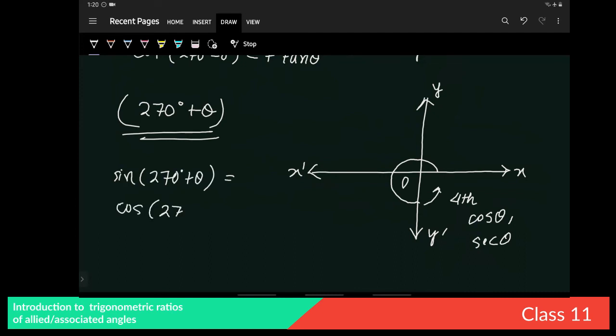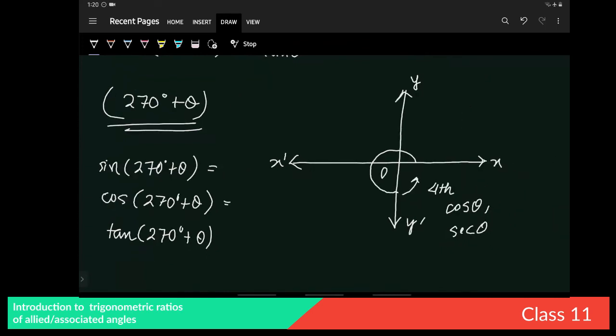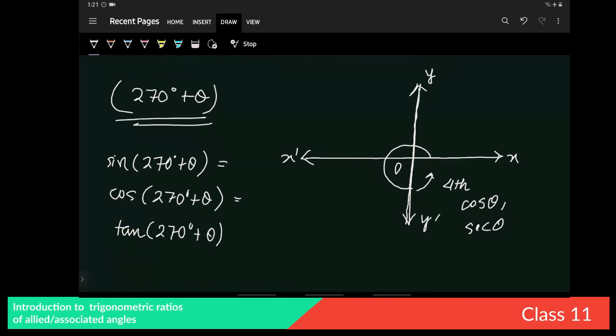cos of 270 degree plus theta, and tan of 270 degree plus theta. Now, this 270 degree plus theta angle is also associated with the vertical line, that means this y prime line. Why? Because 270 means 3 pi by 2 plus theta. So it is associated with the vertical line, and since it is associated with the vertical line, the ratio will change. So sine will change to cos, cos to sine, tan to cot, cot to tan, sec to cosec, and cosec to sec.